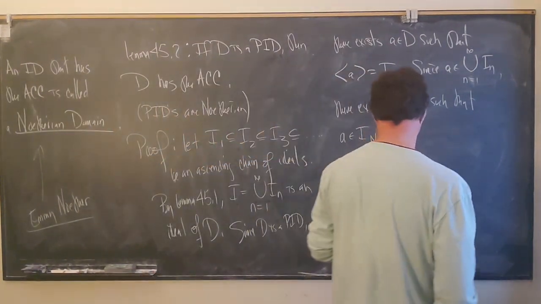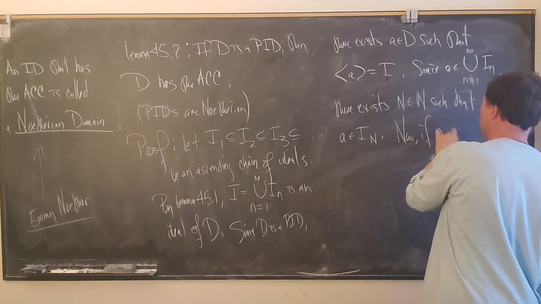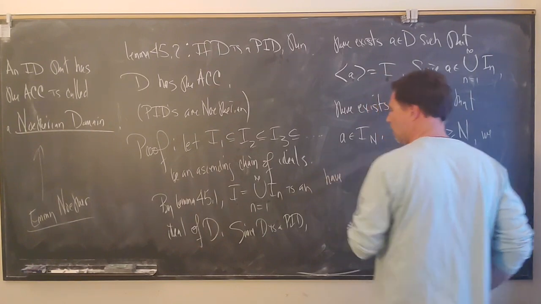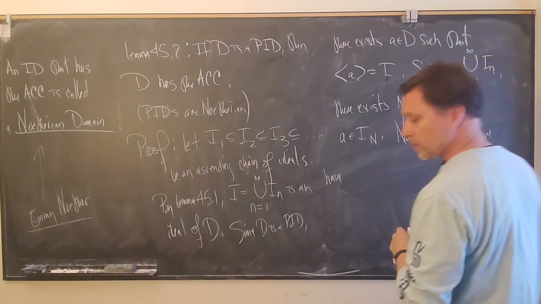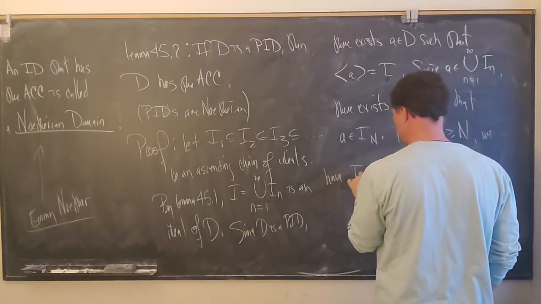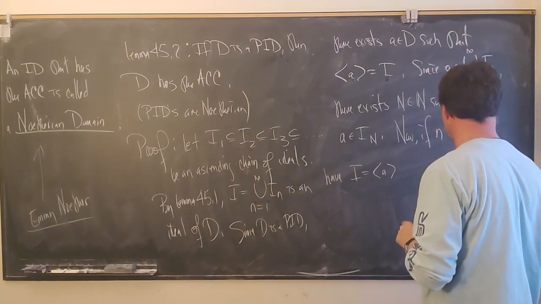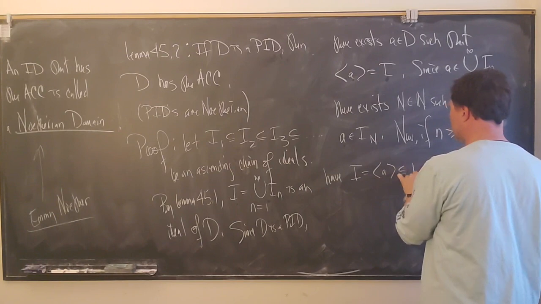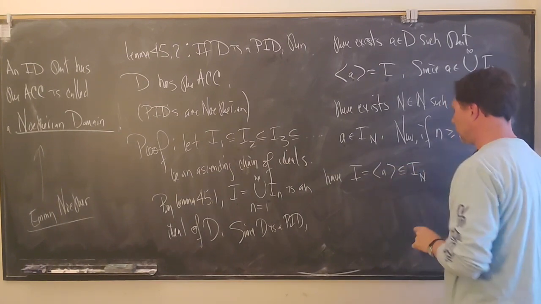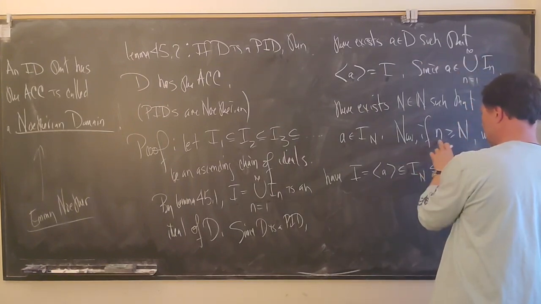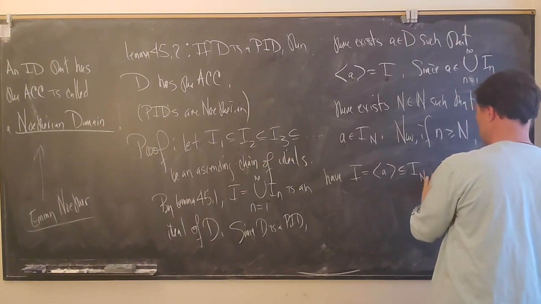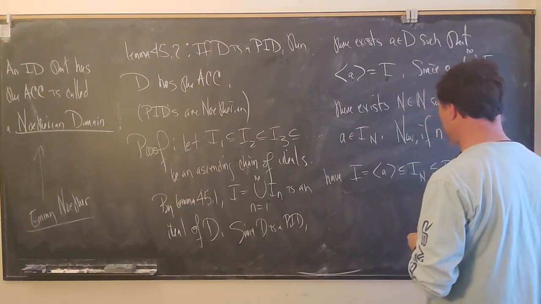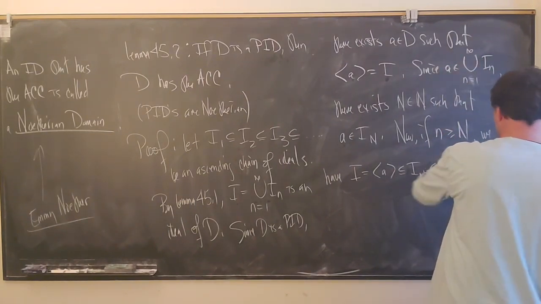So now, if little n is greater than or equal to capital N, we have, let's see, how do I want to write this? Okay, so I is equal to the ideal generated by a. Little a is in I sub capital N, so this has to be contained in I sub capital N, which is contained in I sub little n. And then I sub n is part of this union, right? So that's contained in capital I.